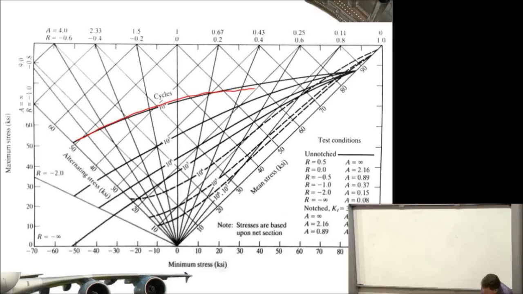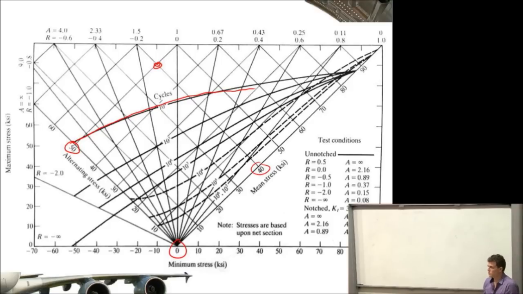Now what that tells us is that if we had an alternating stress of 50 and a mean stress of 0, then we would get somewhere around 10 to the 4 cycles. But if we had an alternating stress of 50 and a mean stress of 40, then we would get much fewer cycles out of our component.